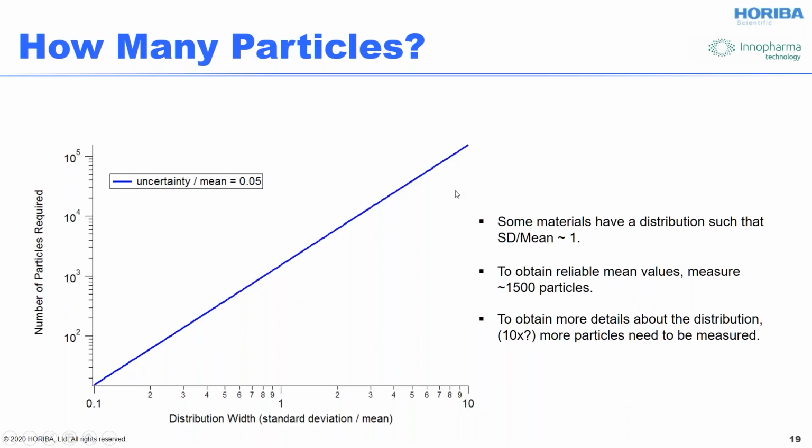What does that line look like? That's the blue line. So if I have a width where my standard deviation or mean is about 1, I'll need about 1,000 particles, 1,500 particles.